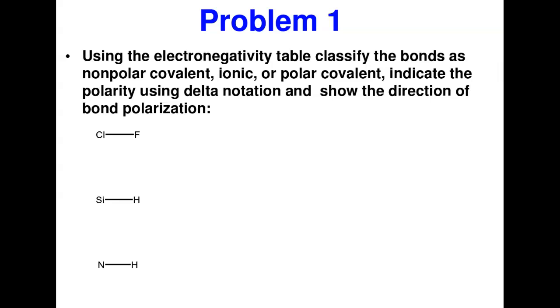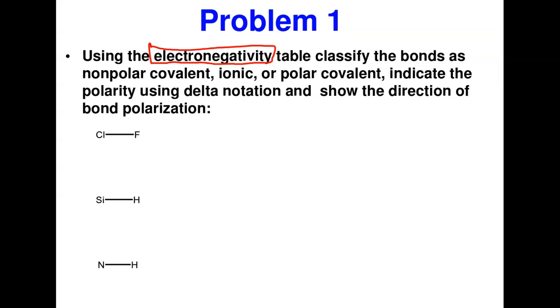Now, the first example we're going to be seeing says, using the electronegativity table, classify the bonds as non-polar covalent, ionic, or polar covalent, indicate the polarity using delta notation, and show the direction of the dipole. What are we going to do? We're going to use the electronegativity table. The first question is between chlorine and fluorine.